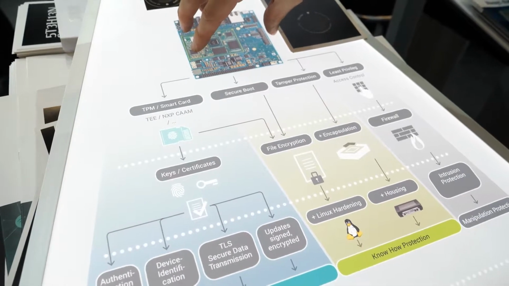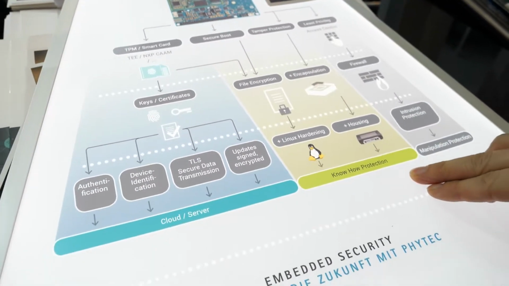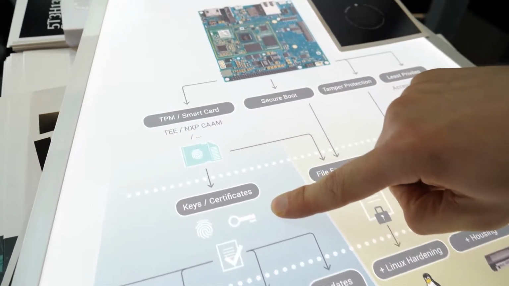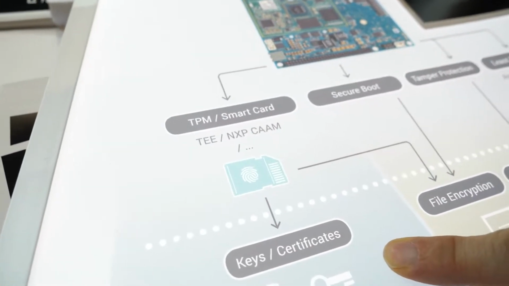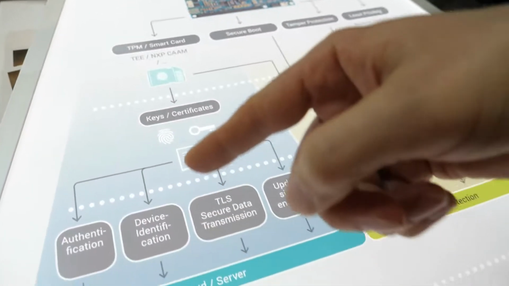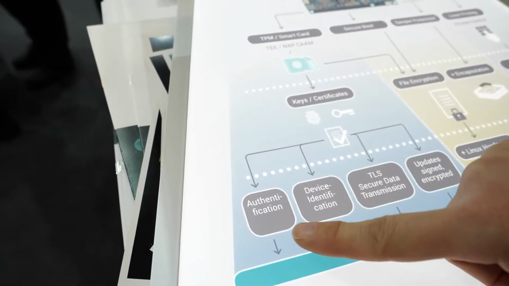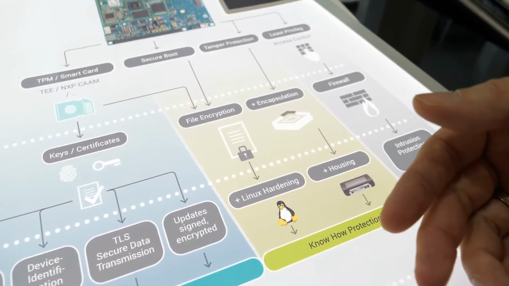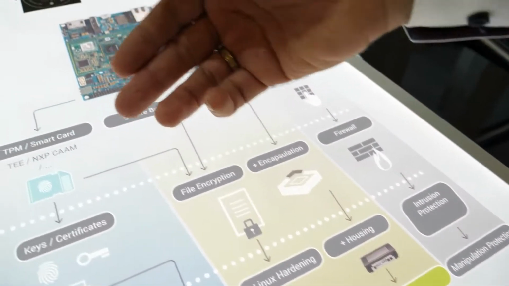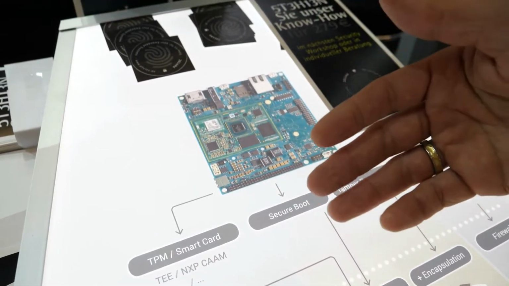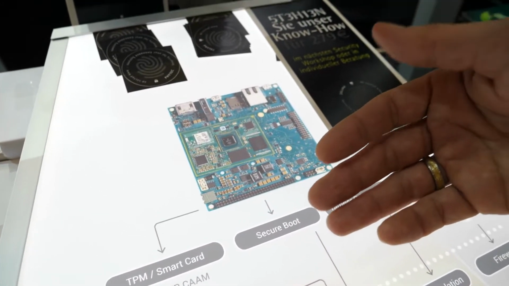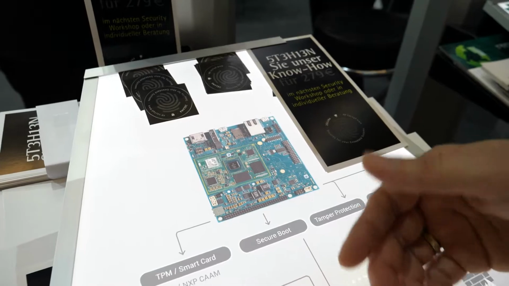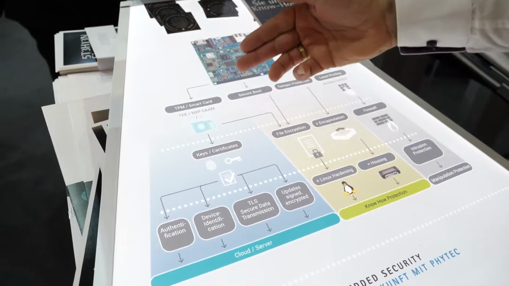It starts with our hardware, and those are the requirements from the customers. So we have different solutions. For example, one important thing is keys and certificates, because they are necessary for different kinds of solutions, for example authentication and device identification. So you need it for cloud and server services. But you have the problem of where these keys are created and where they are stored. And you can use, for example, smart cards or a trusted execution environment, or for example, the NXP CAAM module.